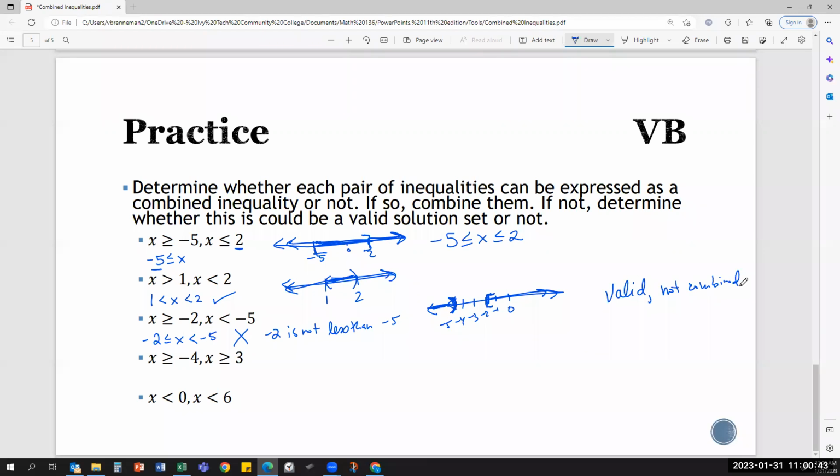Then we have x is greater than or equal to -4, x is greater than or equal to 3. That's not valid. We have two of the same direction. If we rewrote, we couldn't just switch one of them and have the right form for the combined inequality. There is no way to write them correctly that would have the x in the middle. And likewise, x less than 0 and x less than 6 is invalid. So that's combined inequalities.